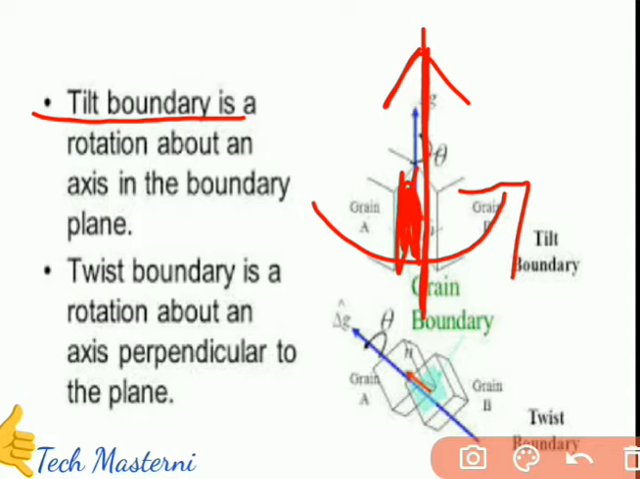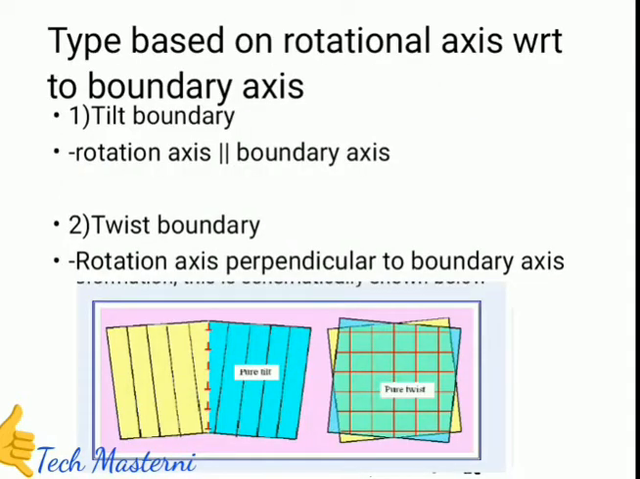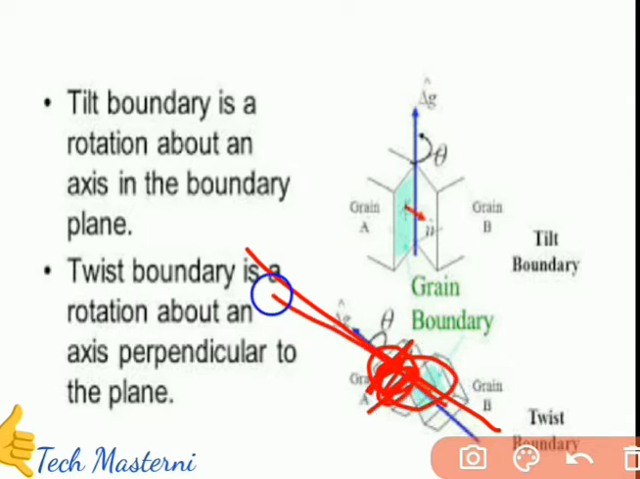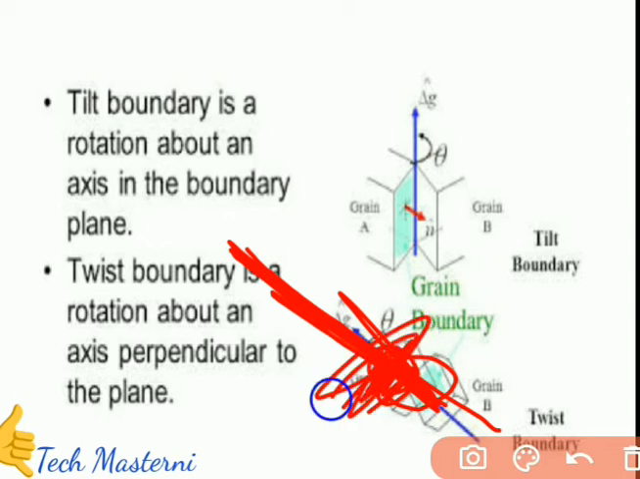The next type of defect is twist boundary. In twist boundary, the rotational axis is perpendicular to the boundary axis. So, let's see here. Here, the rotational axis is this and our plane or boundary axis is this only. So, there is a perpendicular relationship between the rotational axis and the plane of atoms. So, this is called twist boundary.